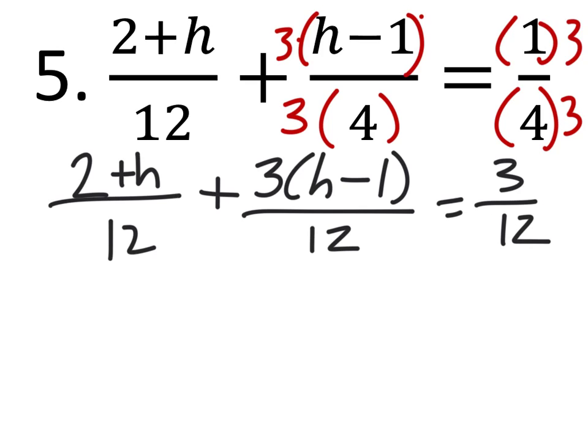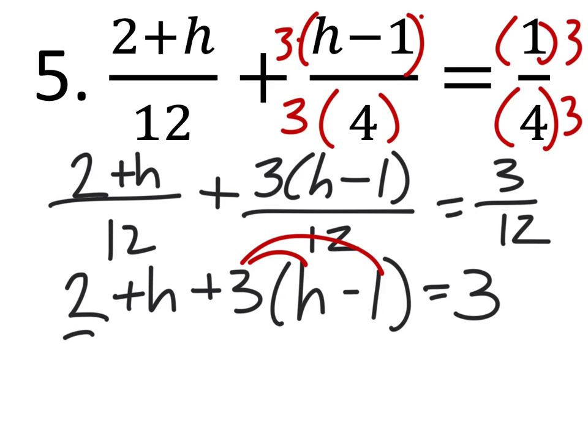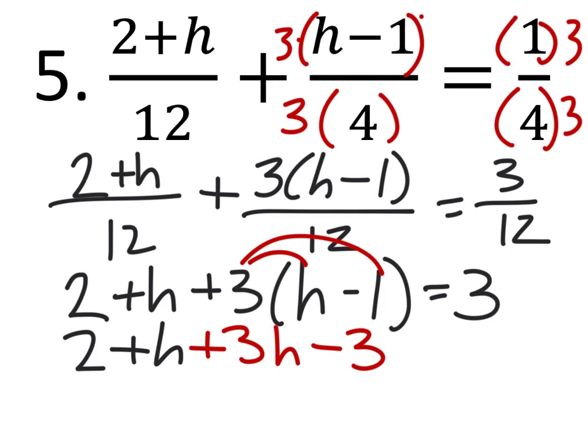Well, that's very nice, because from here I can just rewrite the expression without any denominators. 2 plus h plus 3 times h minus 1 equals 3. So distributing the 3 would have 2 plus h plus 3h minus 3 equals 3. Combining like terms on the left side, this would give us 4h minus 1 equals 3.